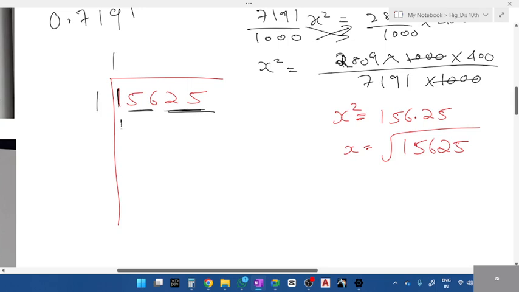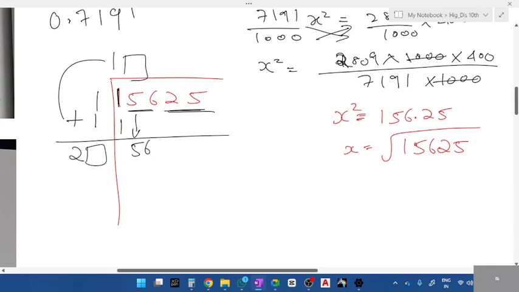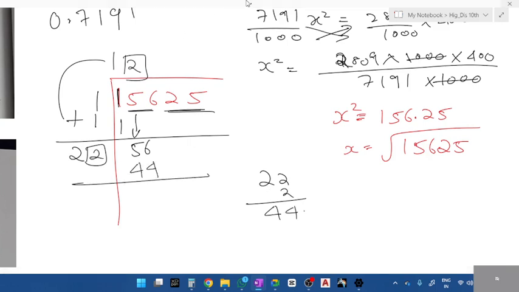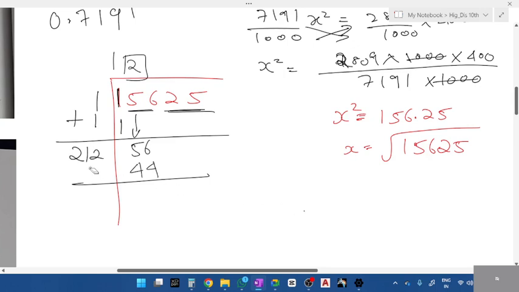So 1 into 1 is 1. Then remainder 0, bring down 56. What's the next step, students? You add this. Now I have to multiply some number next to 2 so that we get less than or equal to 56. Which number? Can I add 2 here? 22 into 2 is, what's the value? 22 into 22 is 44. Just answer this part. 44.